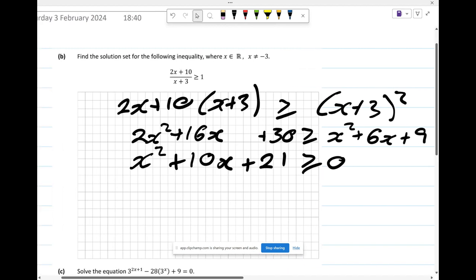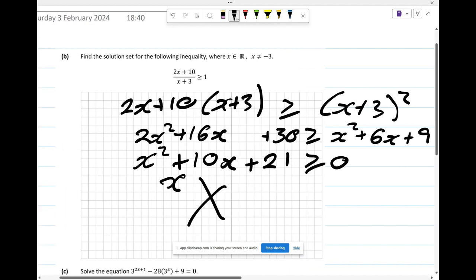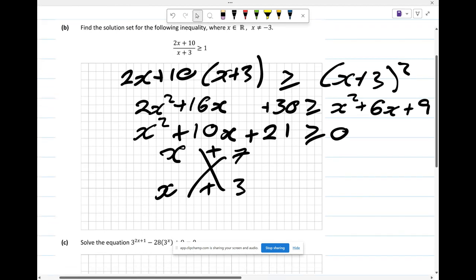Okay, so now we just have to solve this quadratic. x times x is going to be x squared, and 7 times 3 is going to give us 21. Will that give us 10 in the middle? It will, because we can just add on 7 and 3, and that'll give us plus 10. And does that work for 21? Yeah, plus times plus is going to be a plus, so that works perfect.